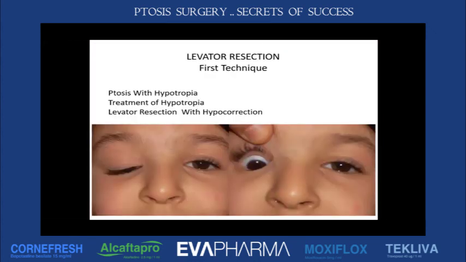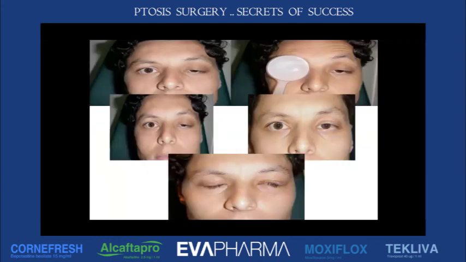And we can indicate this technique in case of hypotropia with ptosis. Of course, we have to treat hypotropia before treating ptosis, and we do levator resection with hypocorrection for a better protection of the cornea. Next, please. This is a case of ptosis with hypotropia.